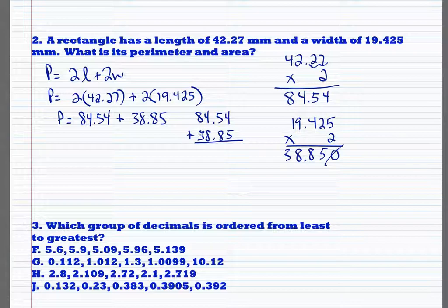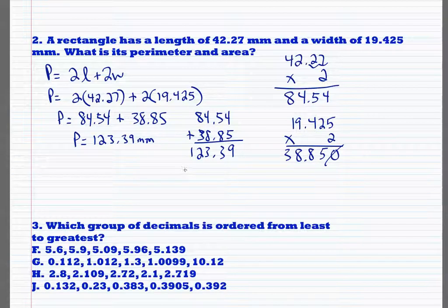Alright, so this is a 3. So 9 and 4 is 5. No, 4 and 5 is 9. 8 and 5 is 13, carrying a 1 and bring our decimal down. 8 and 4 is 12, plus that 1 is 3. Plus the 1 is 13, carrying a 1. 8 and 3 is 11, plus 1 is 12. So we have a perimeter of 123 and 39 hundredths of a millimeter. All right.